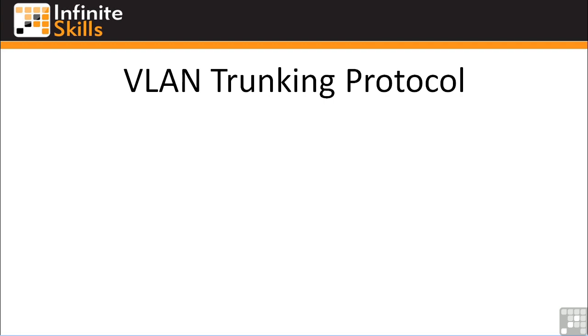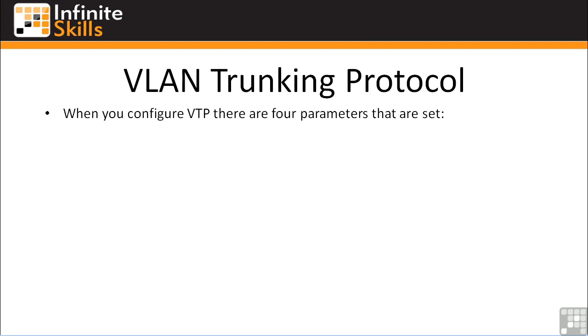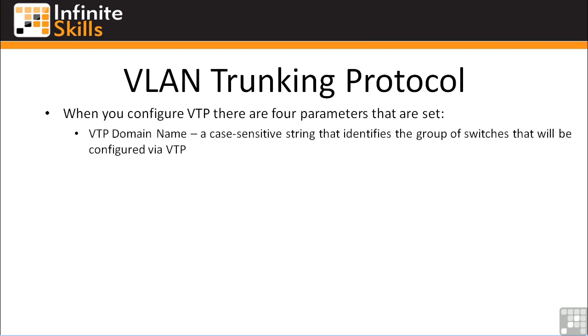Now, when you configure VTP, there are 4 parameters that are set. The first is the VTP domain name. The VTP domain name is a case-sensitive string that identifies the group of switches that will be configured via VTP. Each switch can belong to one and only one VTP domain. However, you can have multiple VTP domains on the same LAN if you so desired. To be perfectly honest, I can't think of a situation where you would want to have multiple VTP domains, but then again, most of the time I don't run VTP because I consider it to be a little dangerous for the purposes of most of the networks I put together.